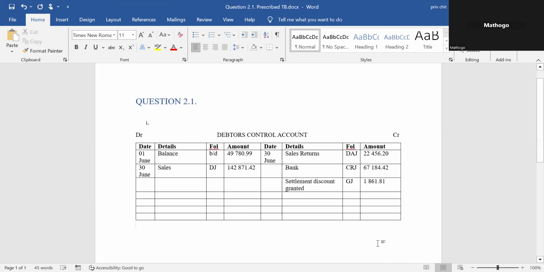And then the next one, what is it? Let me put the date here. So that's on the 11th of June.